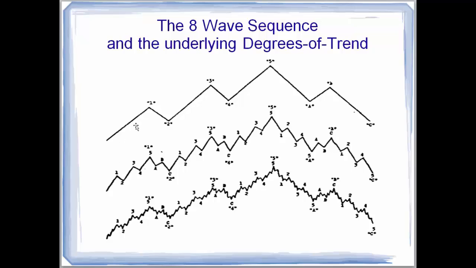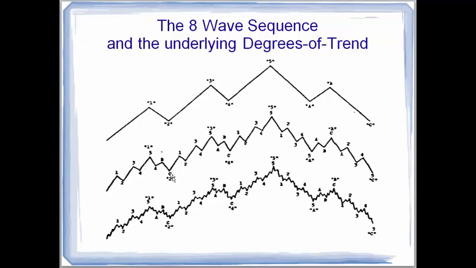And then within this first wave, notice that we also have a 1, 2, 3, 4, 5, followed by an A, B, C. And then within this structure here is the same fractal. So this entire fractal right here, 5 up, 3 down, can be found within waves 1 and 2, and again within waves 3 and 4. These are called subdivisions. And it's very important to understand the idea of subdivisions and degrees of trend.